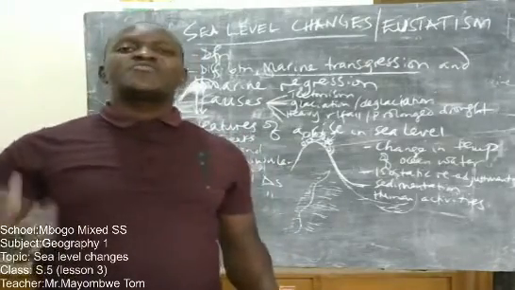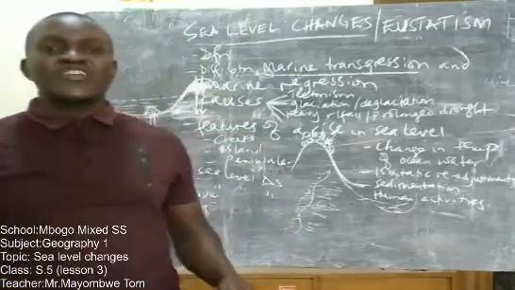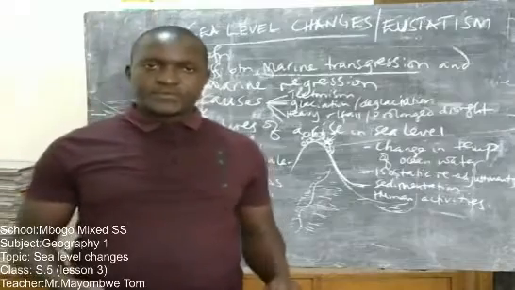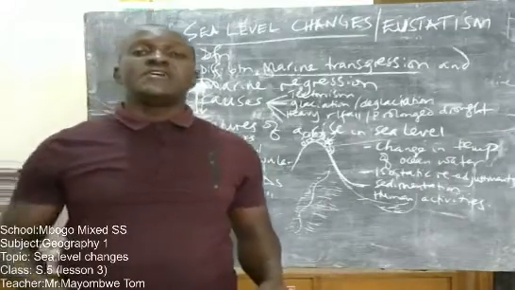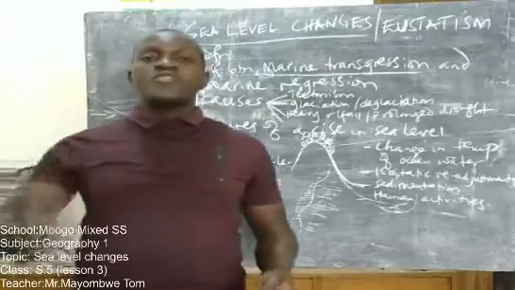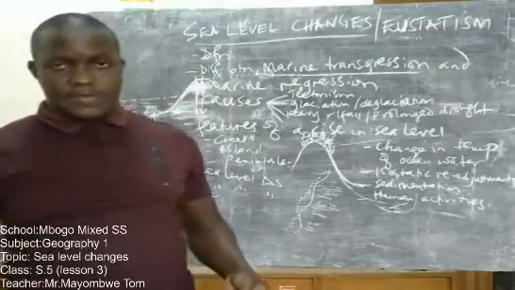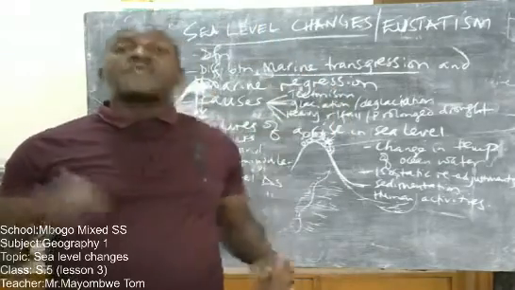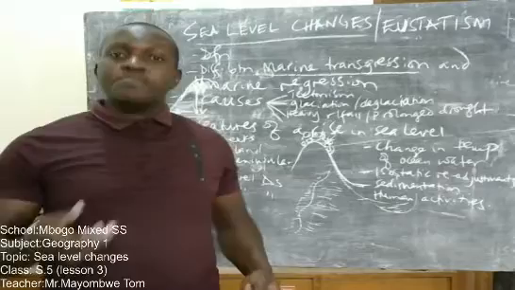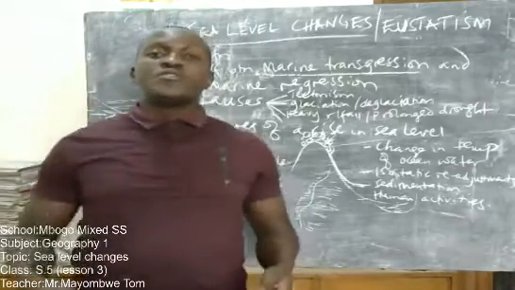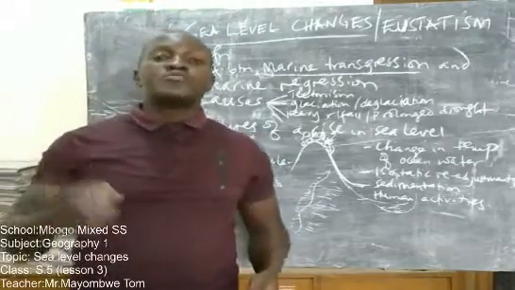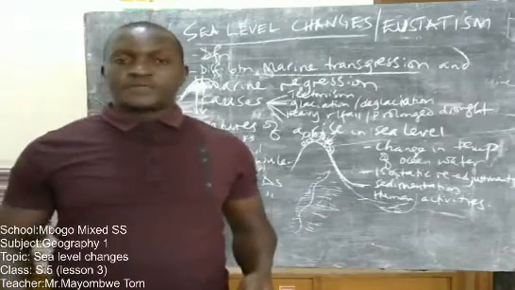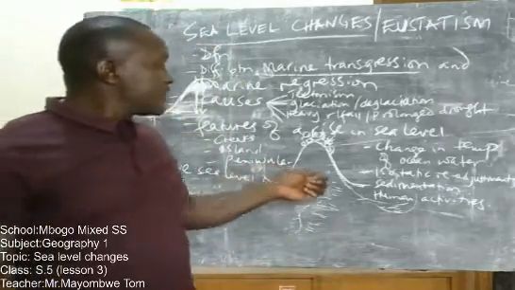So we are saying that during periods of heavy amounts of rainfall, a lot of water is added into the oceans and seas, which brings about a rise in the sea level. However, during periods of a prolonged drought, there is a high rate of evaporation that makes these water bodies lose most of their water to the atmosphere, which brings about a fall in the sea level.